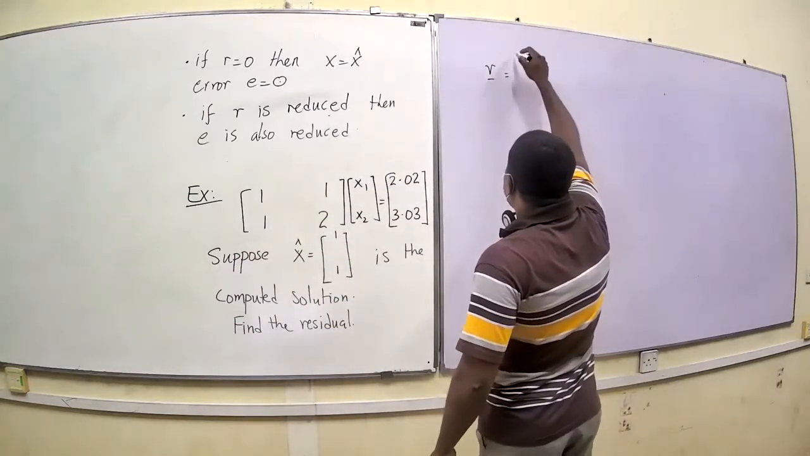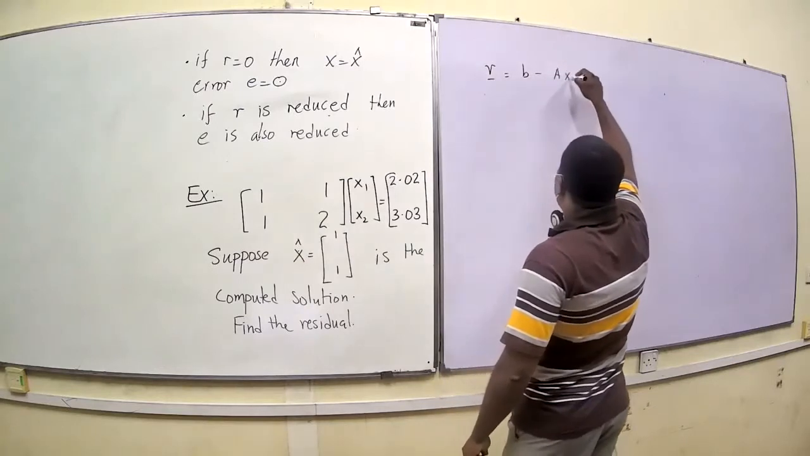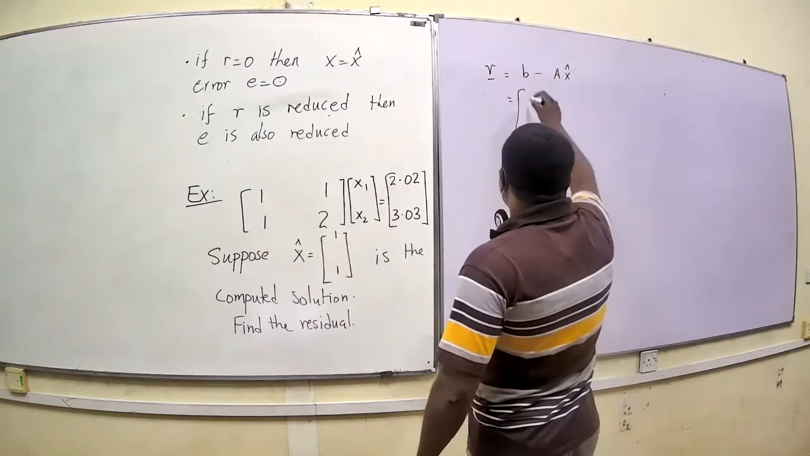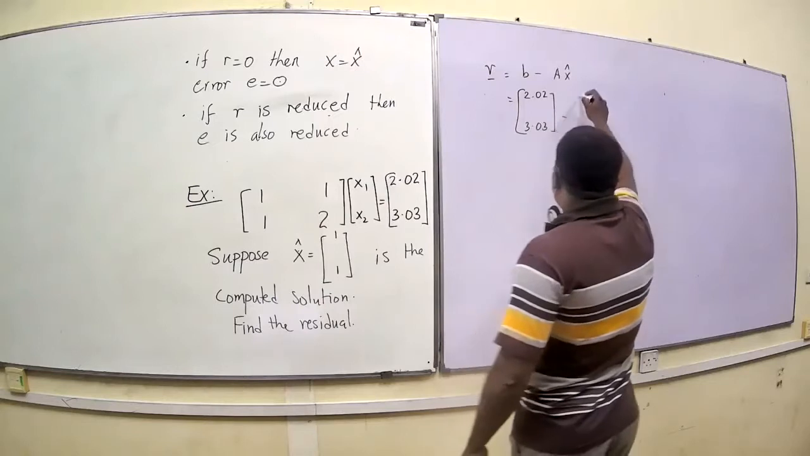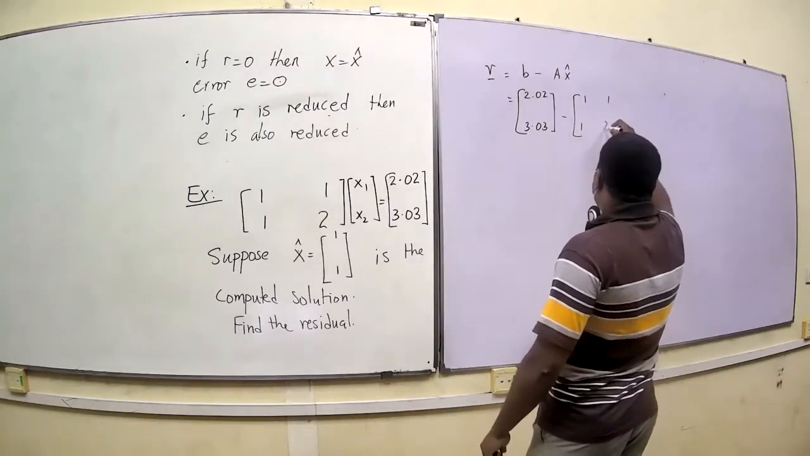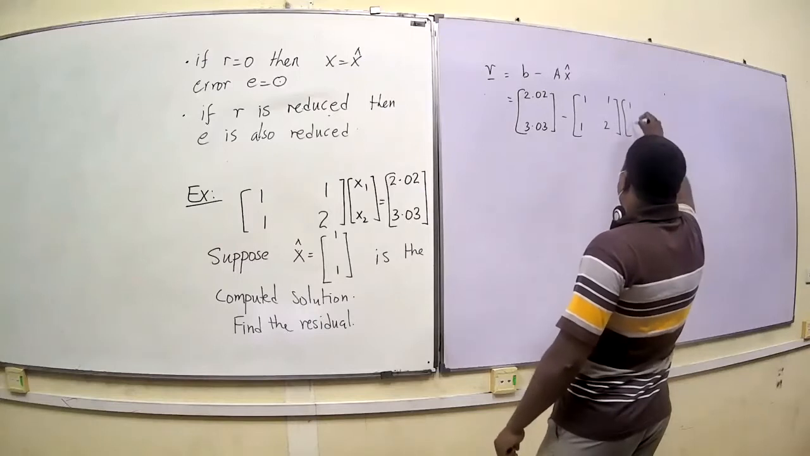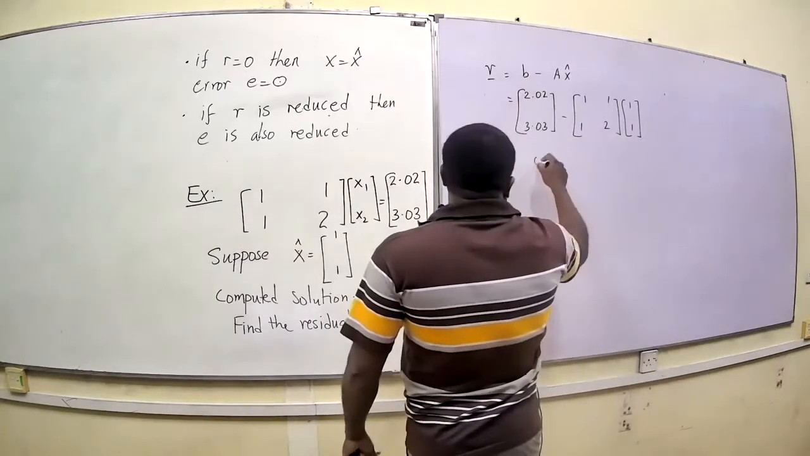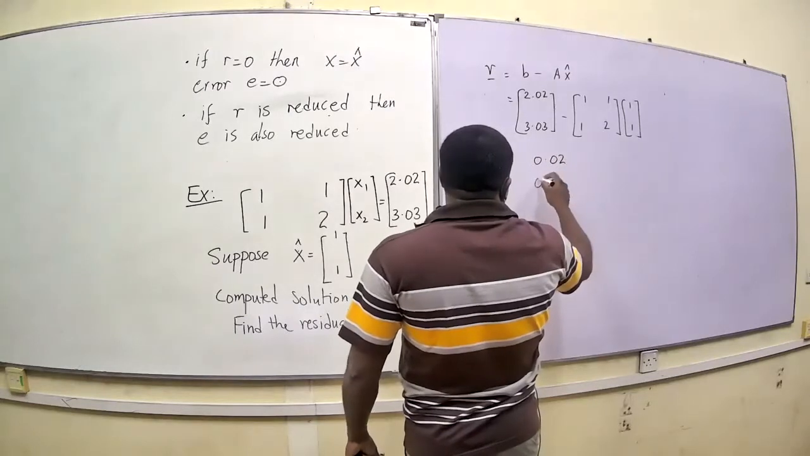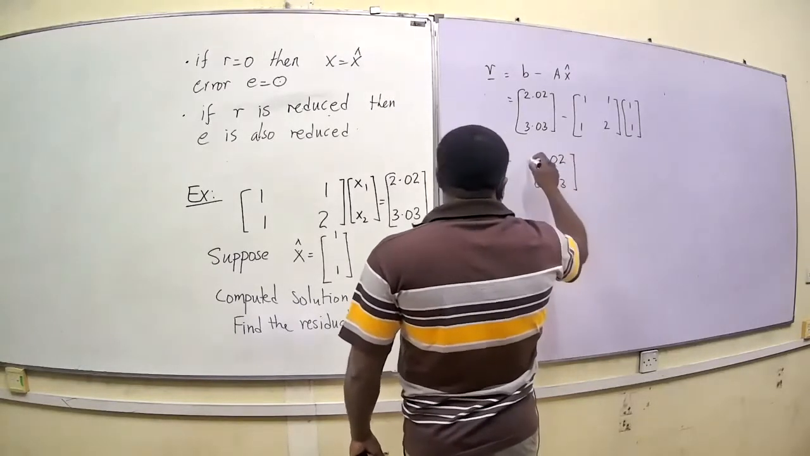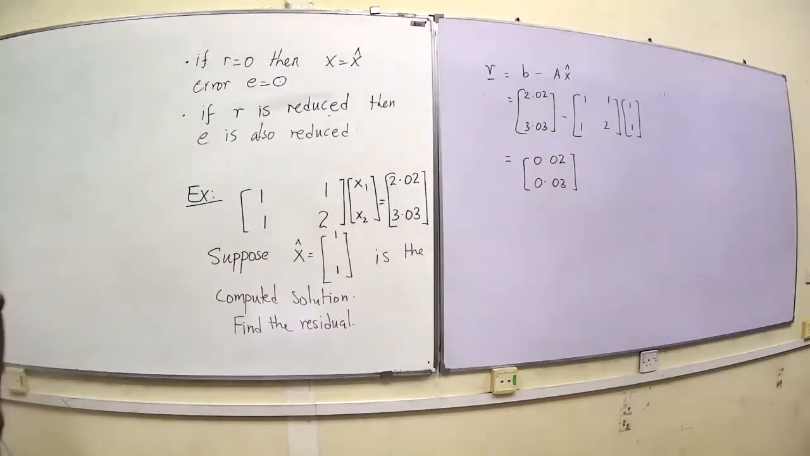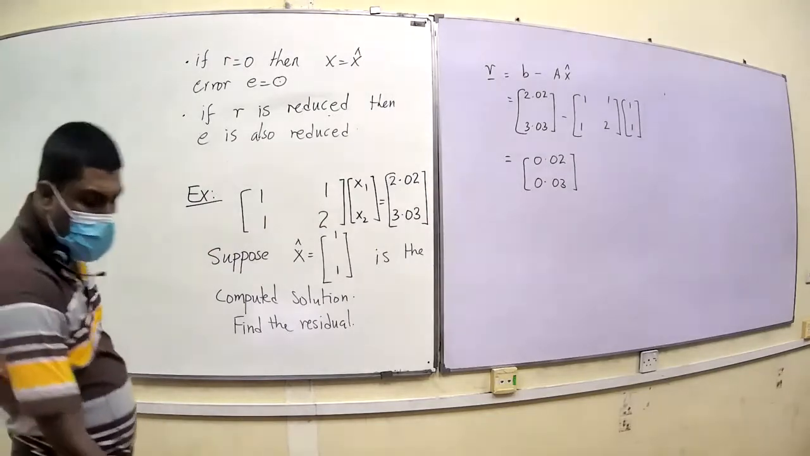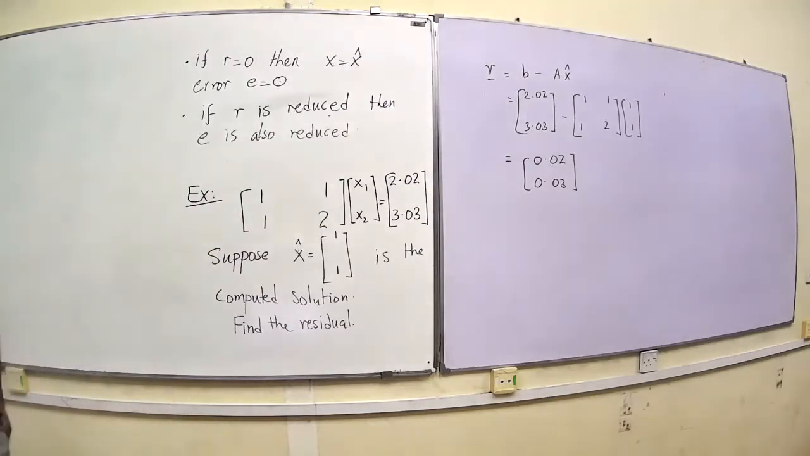Right, so r is b minus A x hat. Your b here is 2.02, 3.03, minus A x hat, where A is 1, 1, 1, 2 and x hat is 1, 1. That turned out to be 0.02 and 0.03. So if you calculate this, you can see that the residual is 0.02 and 0.03.